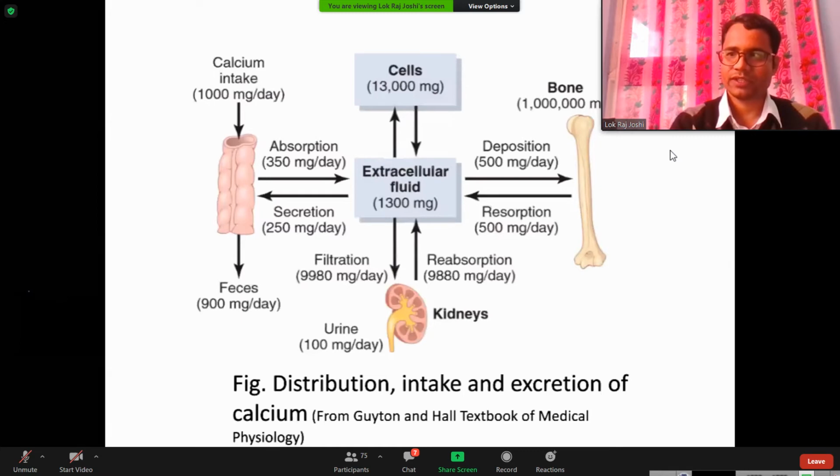Now, in this figure, it shows the distribution, intake and excretion of calcium in the body. And when we say calcium, we have to first think of bone. Most of the calcium in our body is stored in the bones, over 99% of the total. Then it is in dynamic equilibrium with the extracellular fluid, the double arrow.